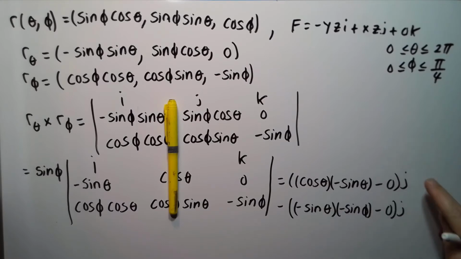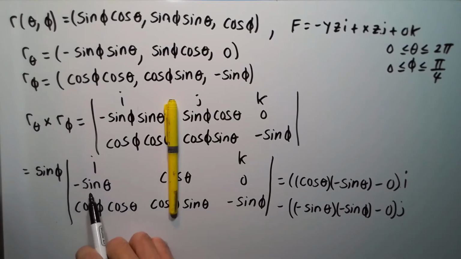So I get this. Actually, I noticed in the first one there should be an I, not a J. So it should be I here. Okay, so I went negative sine theta times minus sine phi here, and then 0 times that, which is 0. And there's a minus sign in front for the J component. Okay, and let's do the K one.